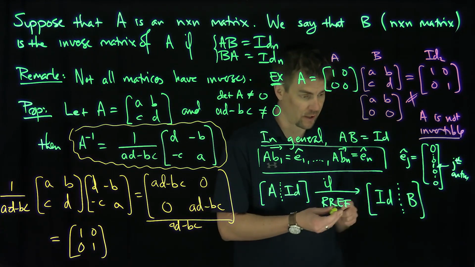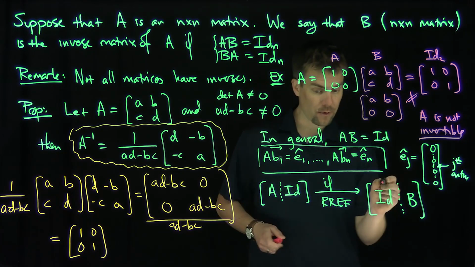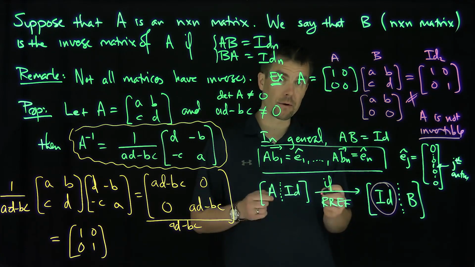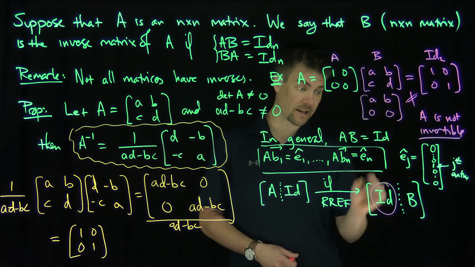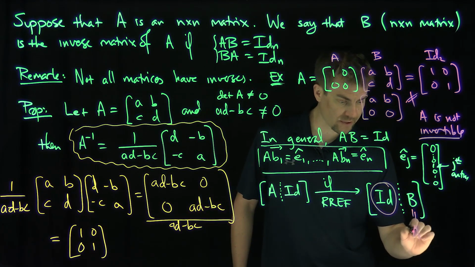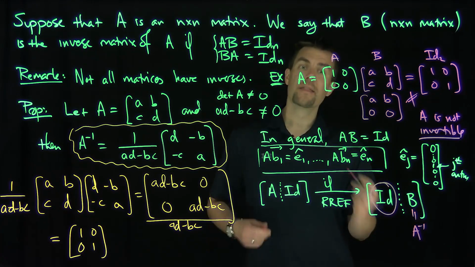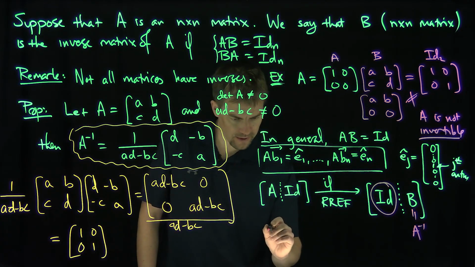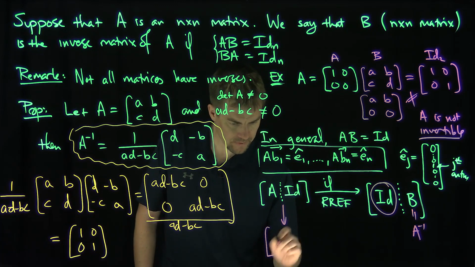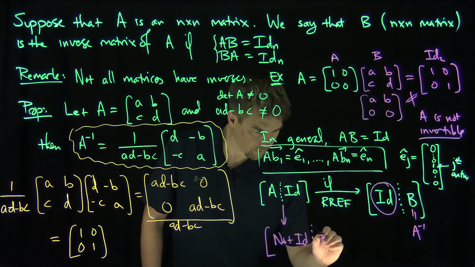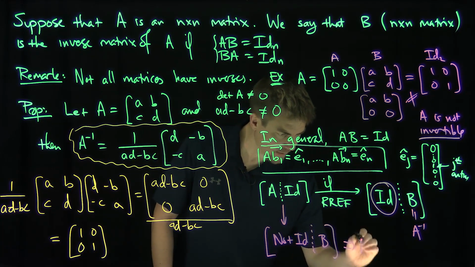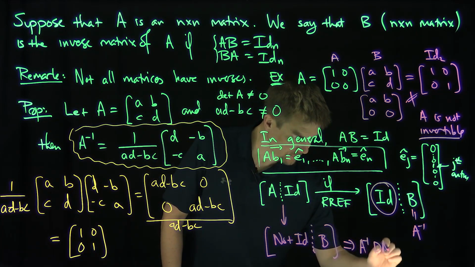So this matrix B over here is going to be the inverse of A if and only if what I get here by reduced row echelon form is the identity. If it gives me the identity, then this B will be equal to A inverse. However, if this is not the identity, then A will not be invertible; that implies that A inverse does not exist.